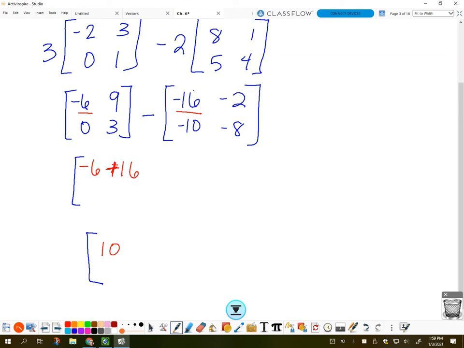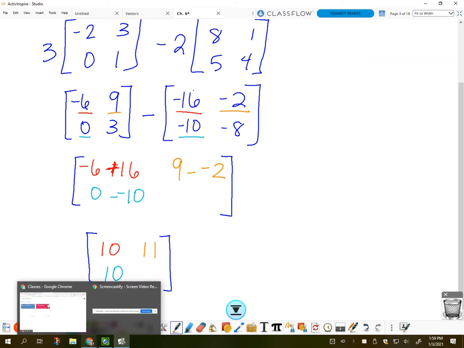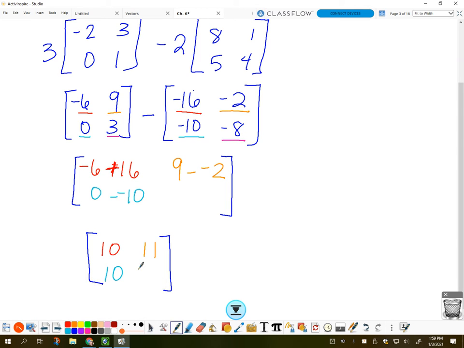My brain knows what I want to do, but your brain has not seen matrices before more than likely, so let me put in all the pieces. Okay, so now we're going to do 9 minus negative 2. So 9 minus negative 2, that's 9 plus 2, so 11. Then we have 0 minus negative 10, which is positive 10. And then we have 3 minus negative 8, which is 11.